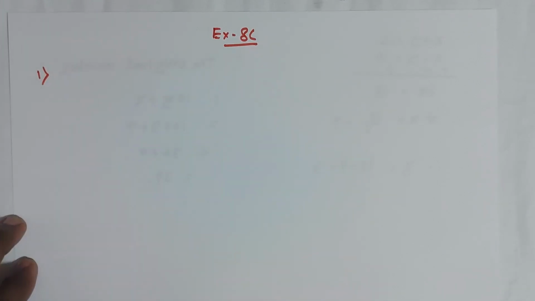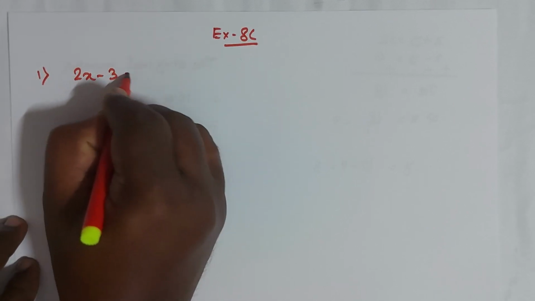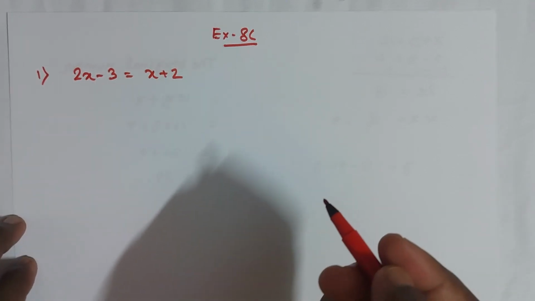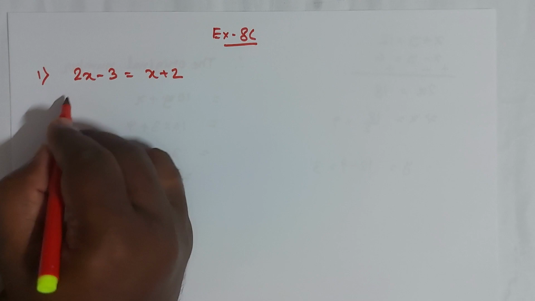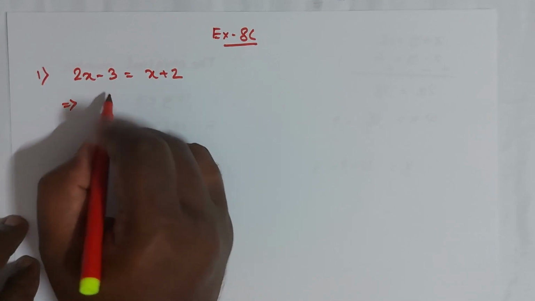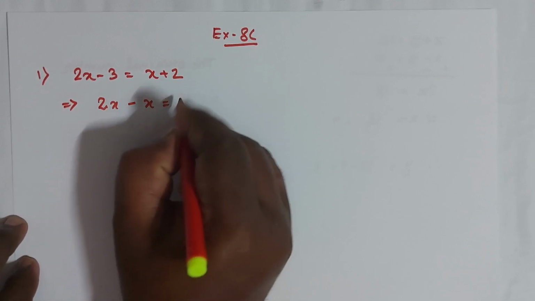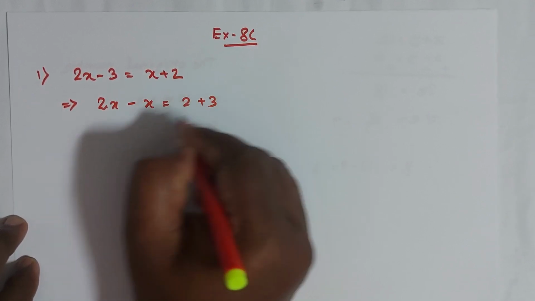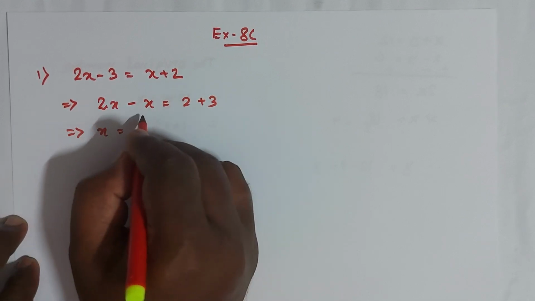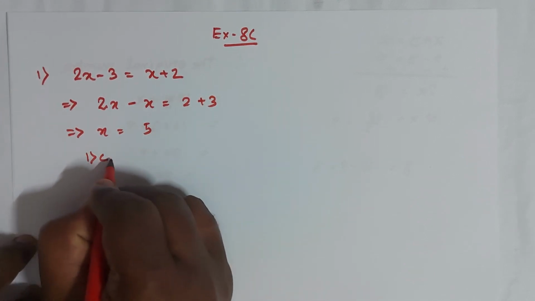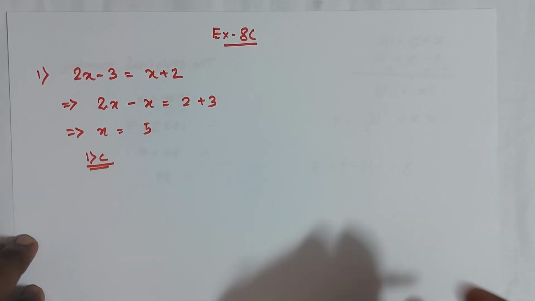Question number 1. If 2x minus 3 is equal to x plus 2, then find the value of x. Okay. So 2x minus 3 equals x plus 2. So 2x minus x equals 2 plus 3, or x is equal to 5. Okay, 5 is in option C. So the correct option is option C.